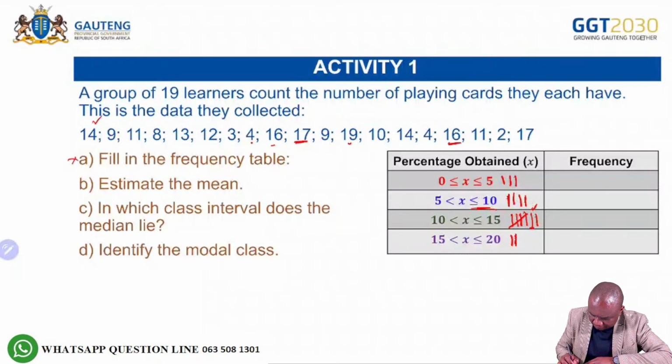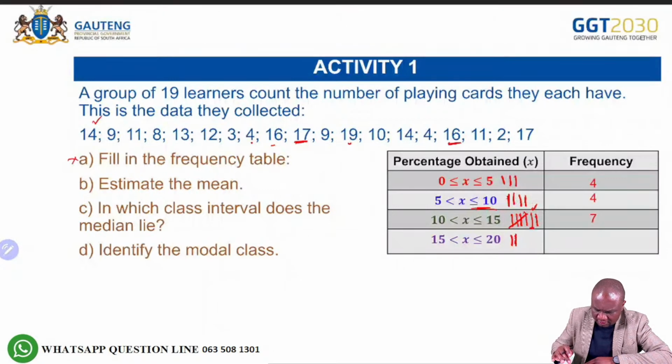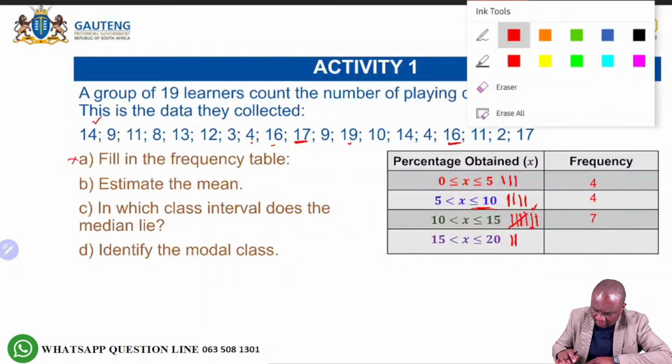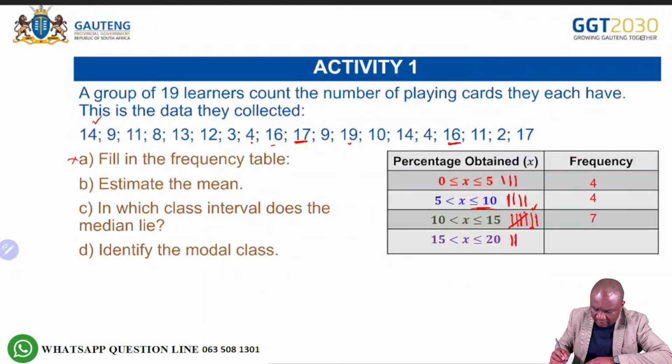11, I think I made a mistake here. Let me see my frequencies. 4, 2, 7, you see? Let me start afresh. I think I need to start afresh here, otherwise I'm spoiling everything.